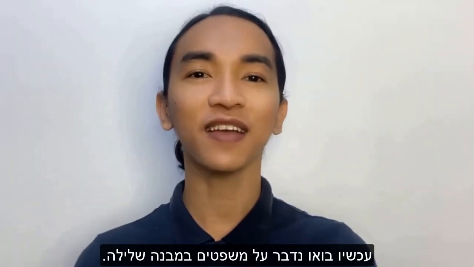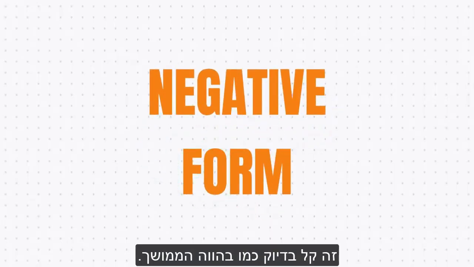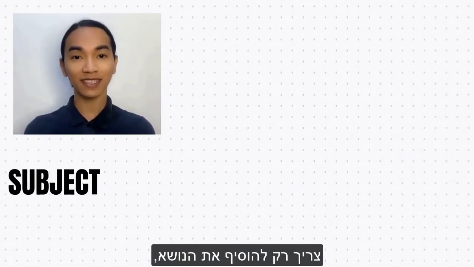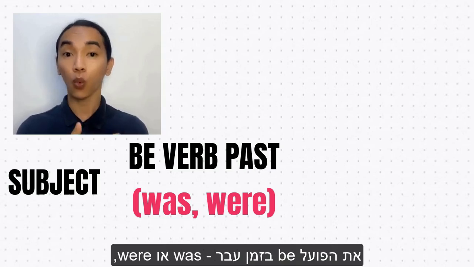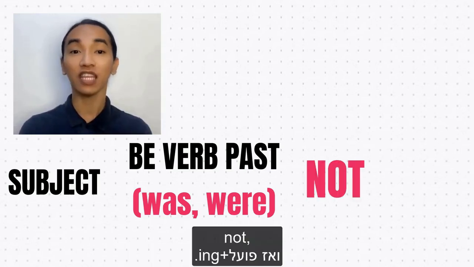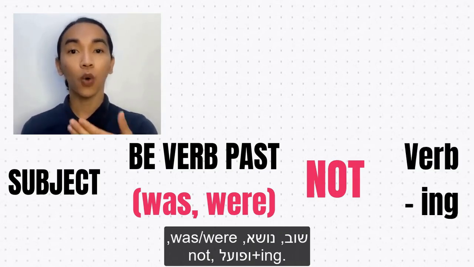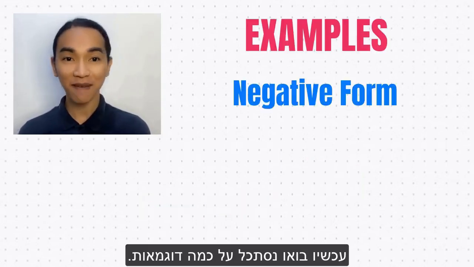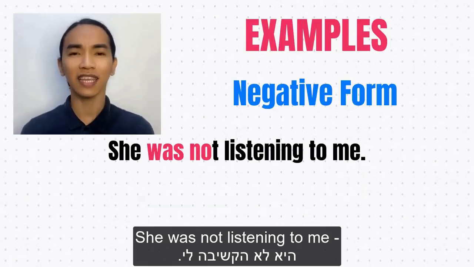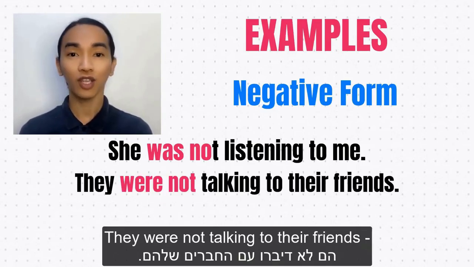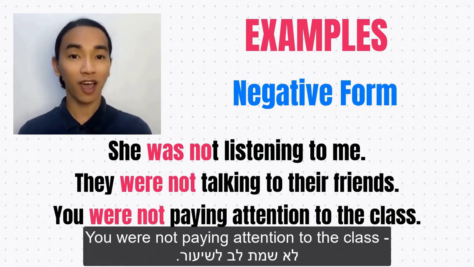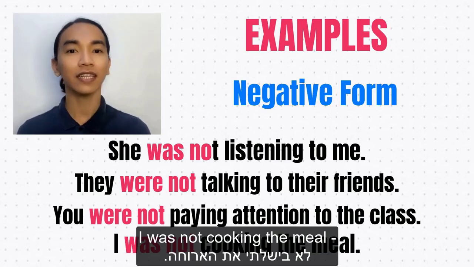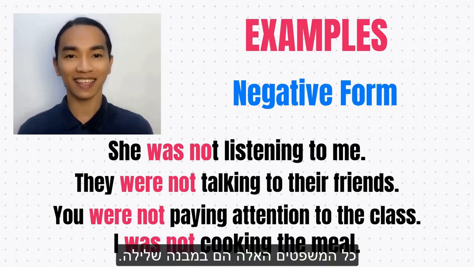For the next one, let's talk about sentences in the negative form. Okay, it's just as easy as the present continuous too. You just have to add your subject, your be verb in past tense, was or were, plus not, and then verb ing. Again, subject, was, were, not, plus verb ing. Now let's take a look at some examples. She was not listening to me. They were not talking to their friends. You were not paying attention to the class. I was not cooking the meal. So all of these are in negative forms.